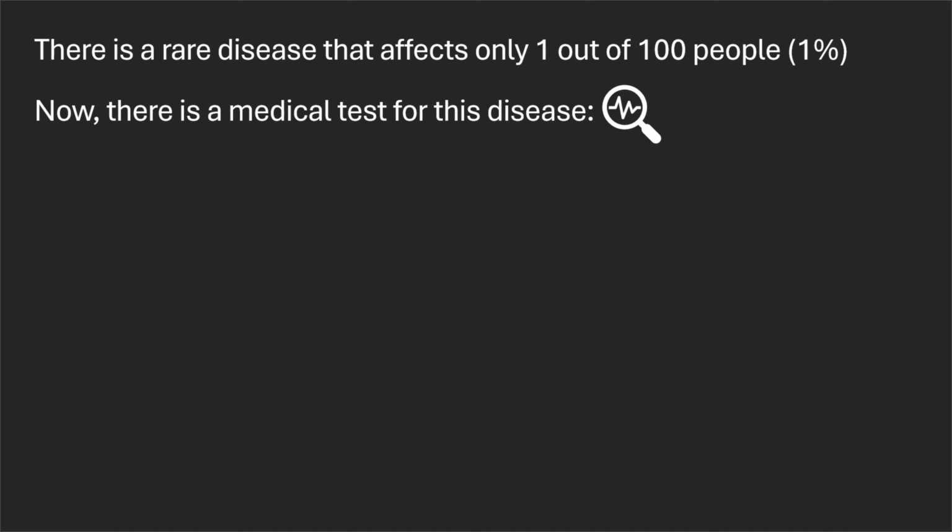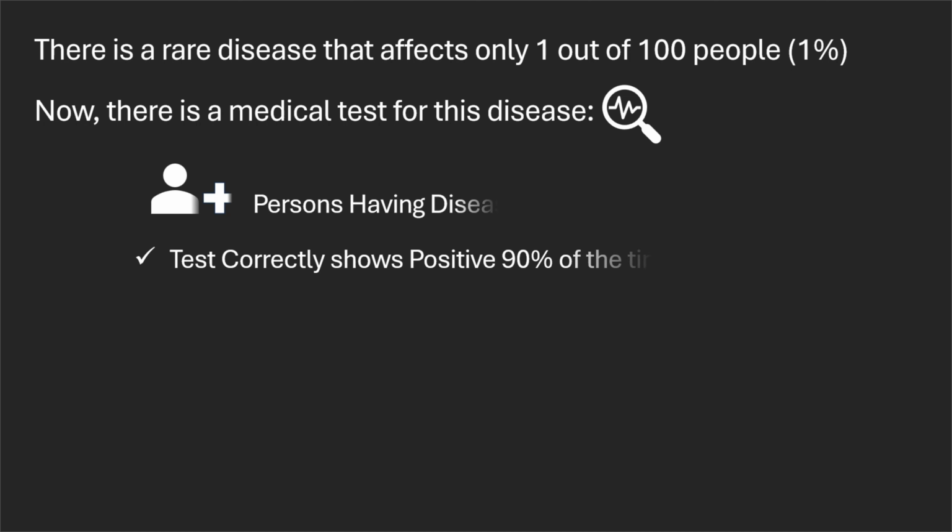Suppose there is a rare disease that affects only 1 out of 100 people, that is 1% of the population. Now, there is a medical test for this disease. If a person has the disease, the test correctly shows positive 90% of the time. It means, suppose there are 100 people who are having the disease and they take the test. The test says 90 people are having the disease.